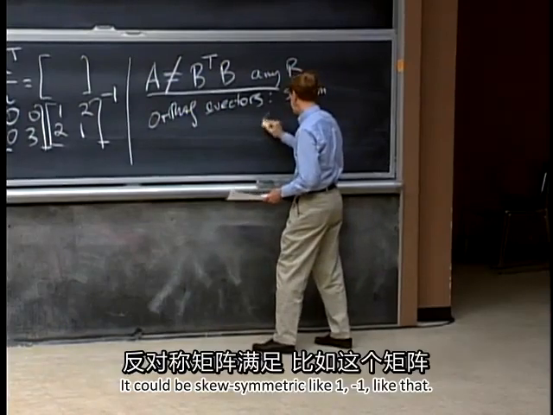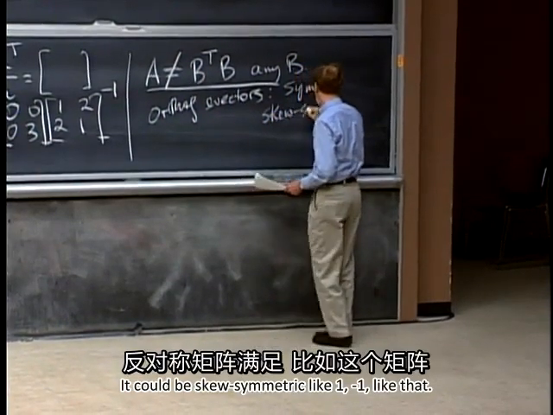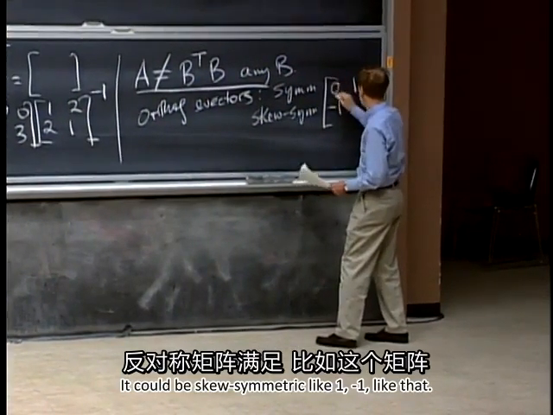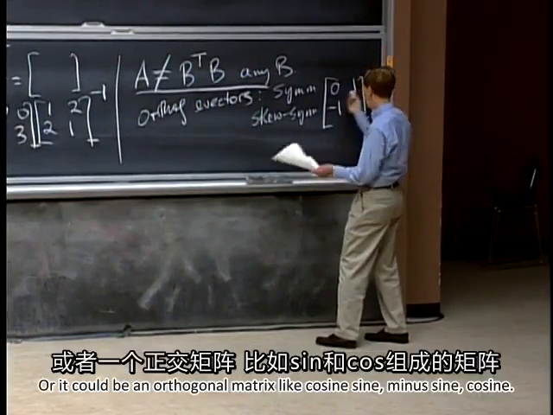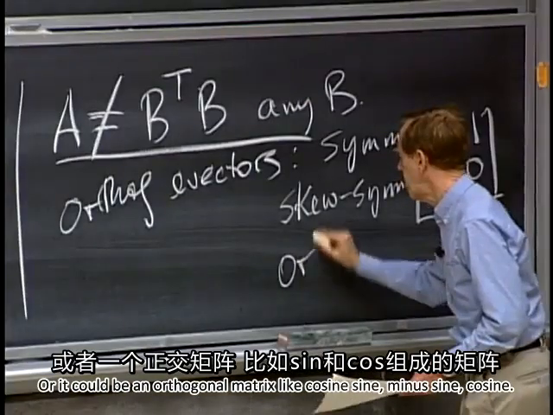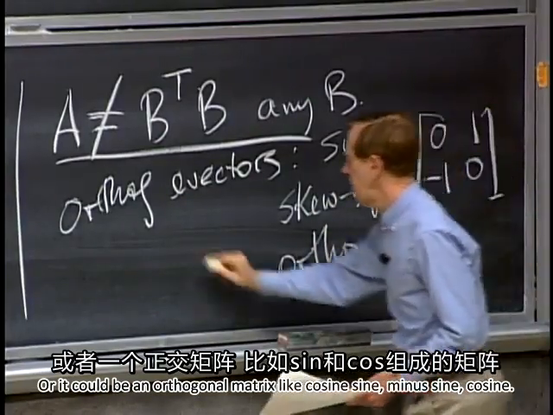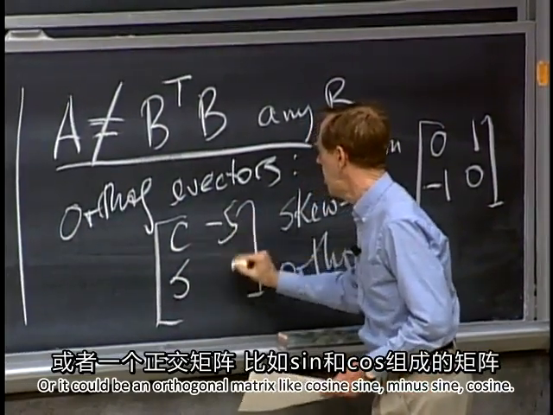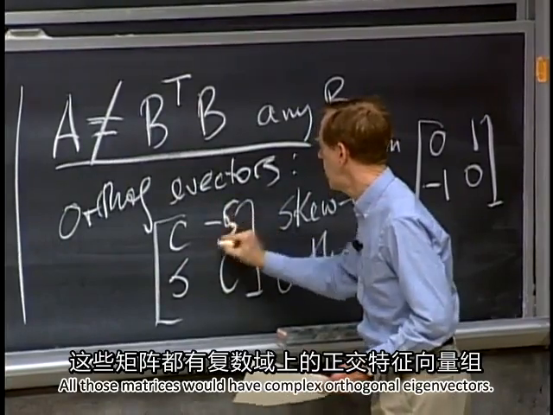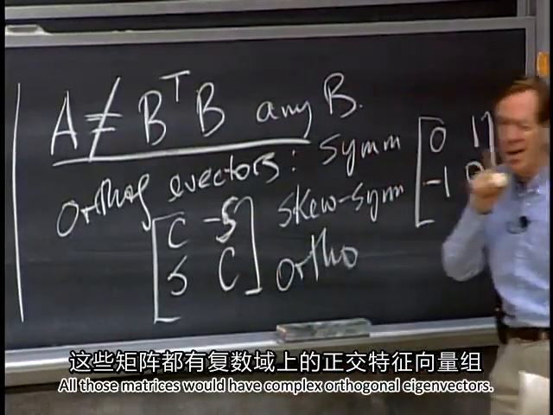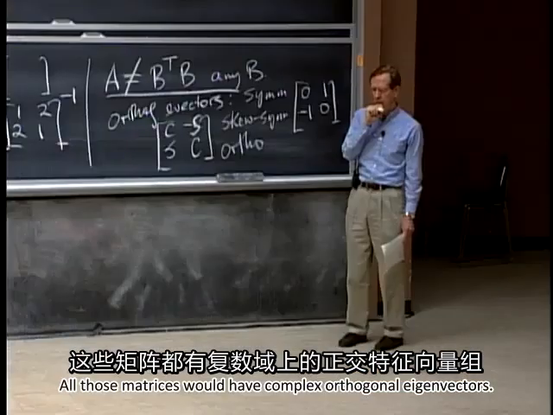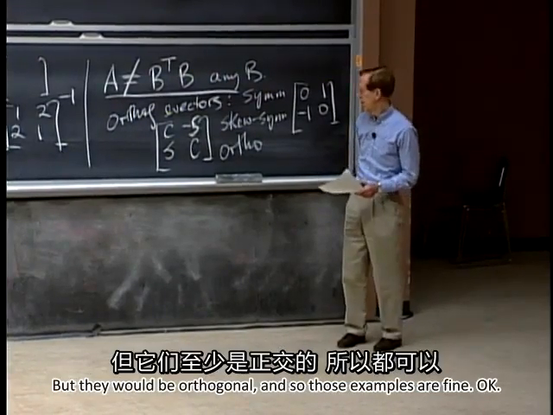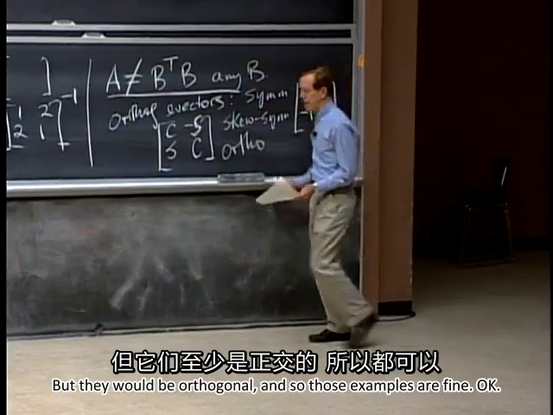It could be skew symmetric, like 1, minus 1, like that. Or it could be an orthogonal matrix, like cosine, sine, minus sine, cosine. All those matrices would have complex orthogonal eigenvectors. But they would be orthogonal, and so those examples are fine.